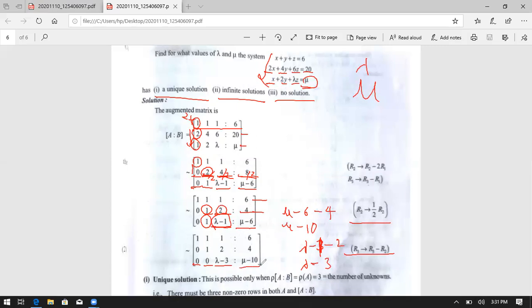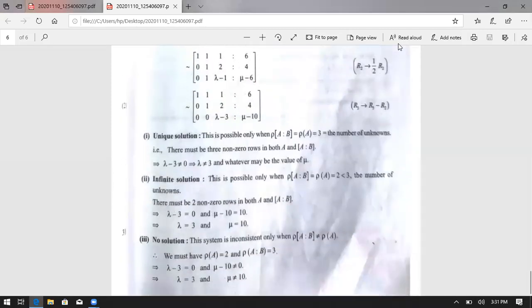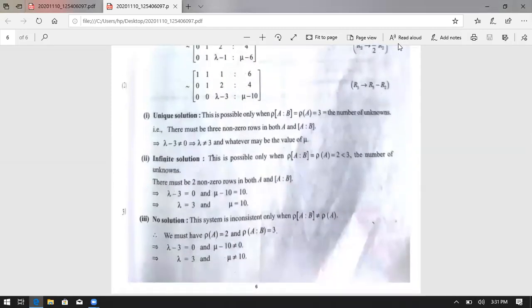Okay. Next step is, you know that one. Your question: first one is unique solution, next second one is infinite solution, next no solution. Okay. First, your question, first unique solution.